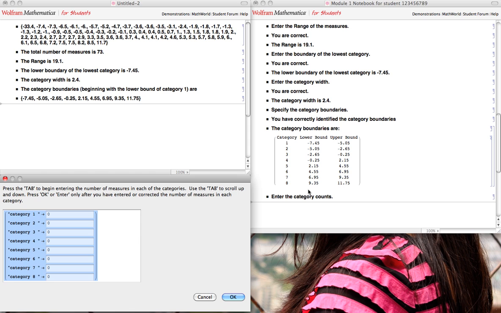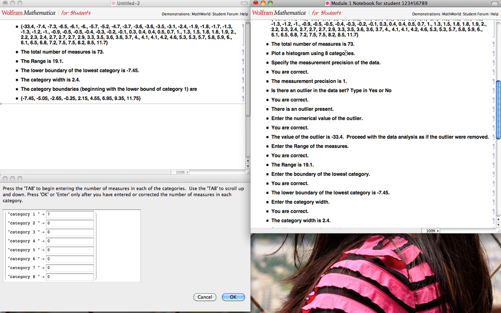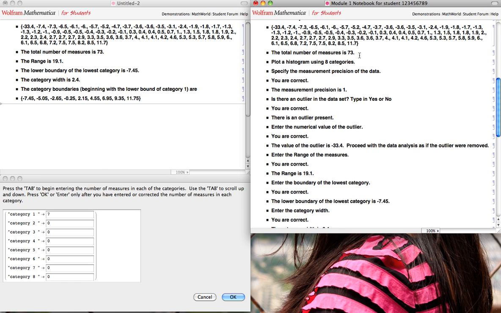That's great. Now the next thing you have to do is count the number of measurements that fall within each category. So how many numbers are between minus 7.45 all the way up to minus 5.05? That would be 1, 2, 3, 4, 5, 6, 7, and that's it. So you'd enter 7 in here, and then you'd move on. A good way to check your work is to add all the numbers up. It should be equal to the total number of specified measurements, not including an outlier. So I would have to end up with 73, or 72, sorry.